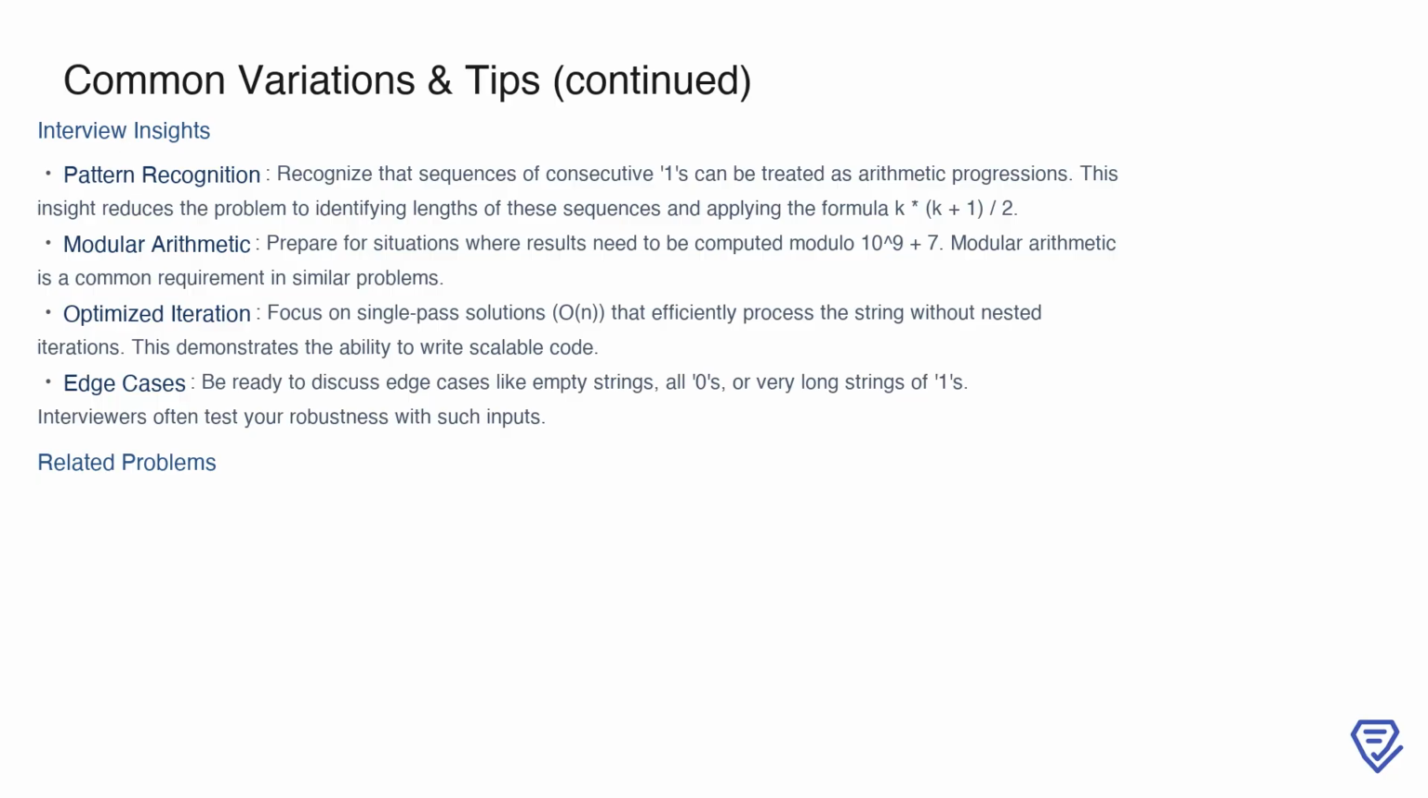Efficient iteration is critical. Aim for single-pass solutions with O(n) complexity to demonstrate scalable code. Additionally, it's vital to prepare for edge cases, such as strings with no ones, strings that are entirely ones, or very long input strings. Robust handling of these scenarios is something interviewers often evaluate. Understanding and discussing related problems can also highlight your ability to connect concepts across challenges.